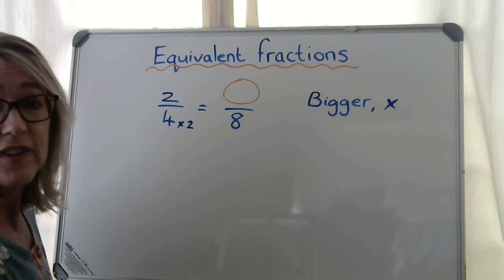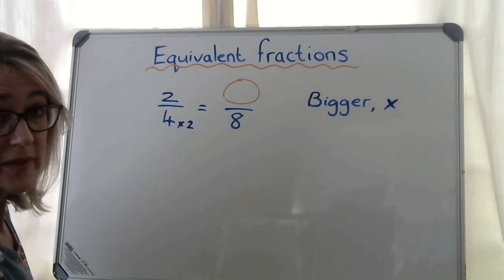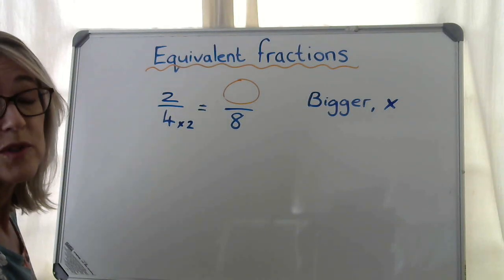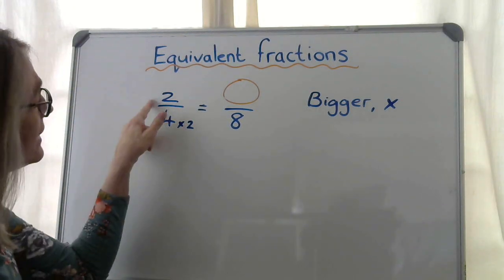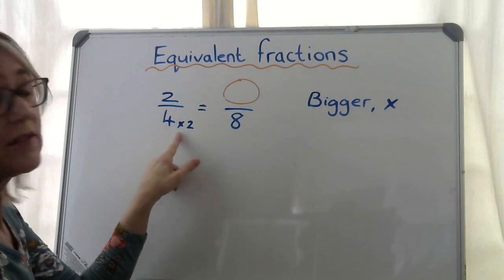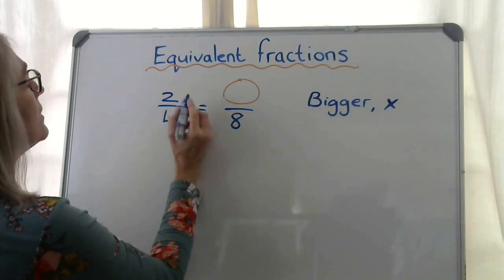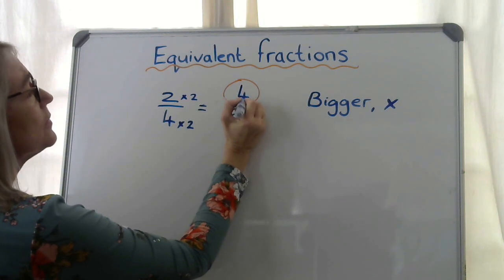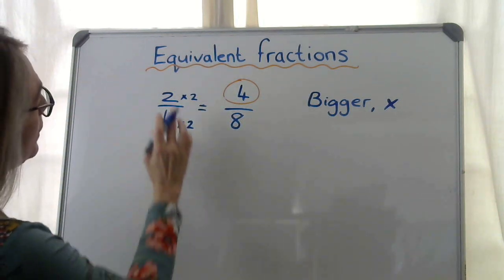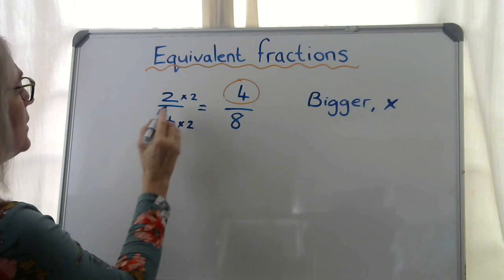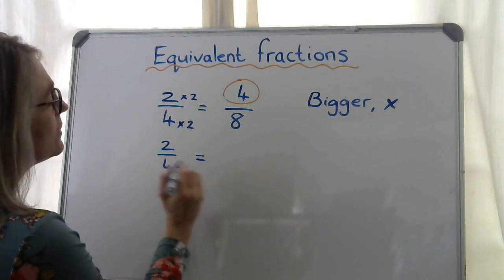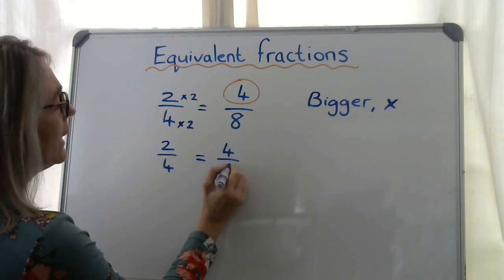The golden rule of fractions: whatever you do to the bottom number of a fraction, the denominator, you have to do the same to the top number of a fraction, the numerator. So because I've said 4 times 2 at the bottom, I do the same at the top. 2 times 2, and we get an answer of 4. So what can we tell from this sum? That the fraction 2/4 is equivalent or equal to 4/8.